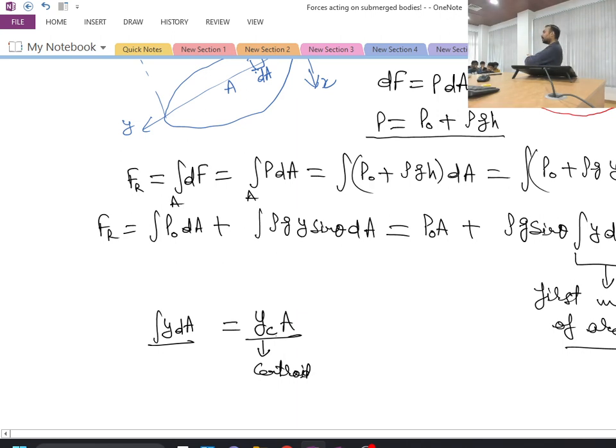It has an analogy with the calculation of the center of mass. In place of mass we are talking about area, so I call this quantity the first moment of area. If I take a number of small elemental areas and multiply them by their distance, it finally gives me yc times A. So I can replace this integral y dA with yc times A, where yc is the coordinate of the centroid. Here we take the analogy of the moment of mass, just using area instead of mass.